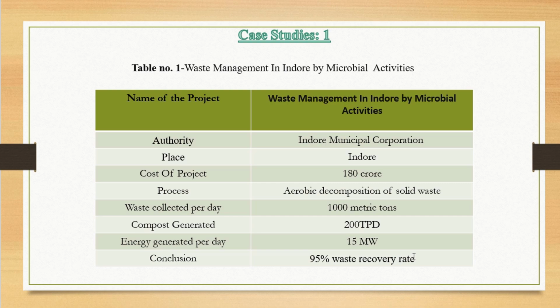In this case study, we can conclude that if we have 1000 metric tons of waste per day, after treatment it gives us about 200 tons of compost, and we can generate revenue from the compost, and also from the 15 megawatt of electricity as well. So this project helps to manage the solid waste, and it is also a form of revenue.